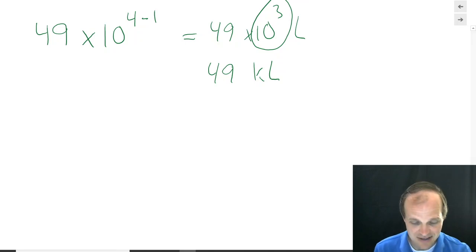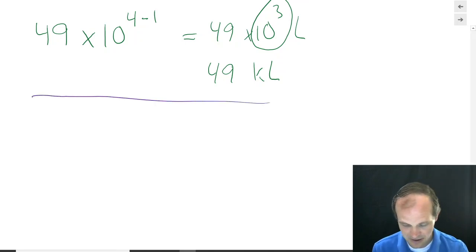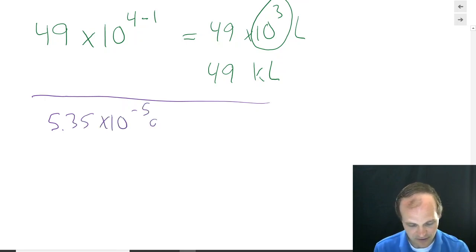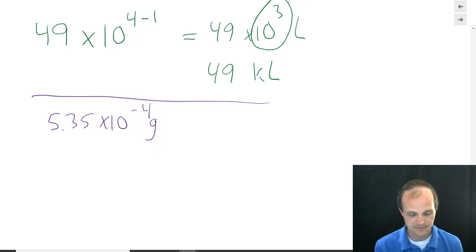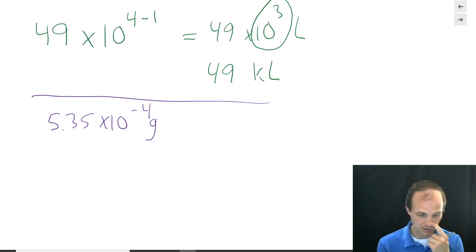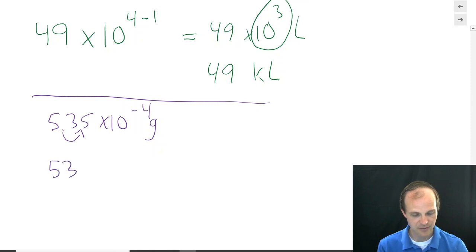What about in the case that that doesn't even work? So let's do one more example here. We've got 5.35 times 10 to the minus 4th grams. What are we going to do here? Well, we say, hey, 10 to the minus 4th doesn't match anything we know. So I'm going to move my decimal point over 1. I'm going to get 53.5 times 10 to the minus 4th, and I've got to subtract 1.